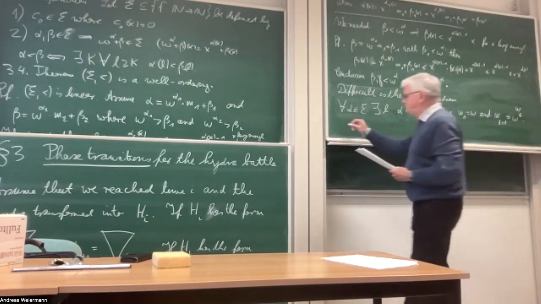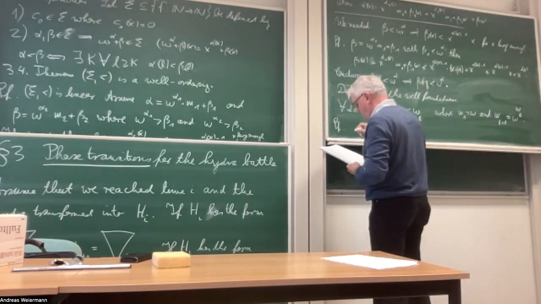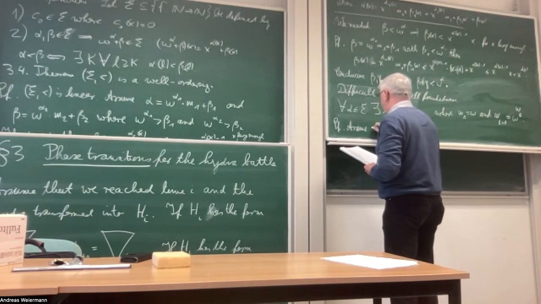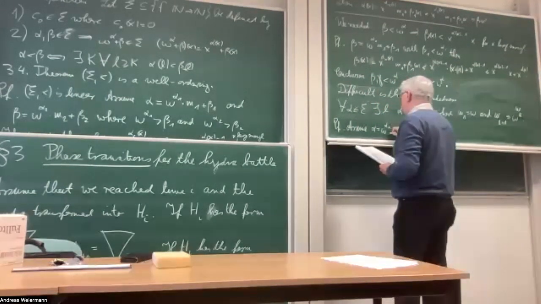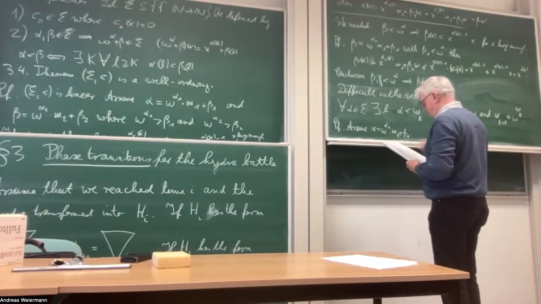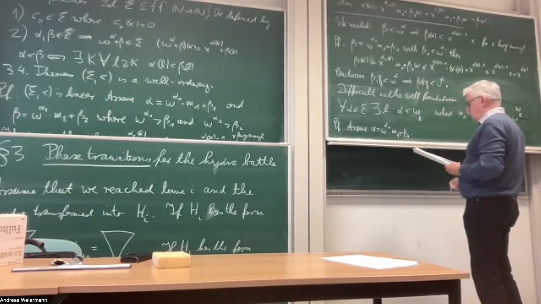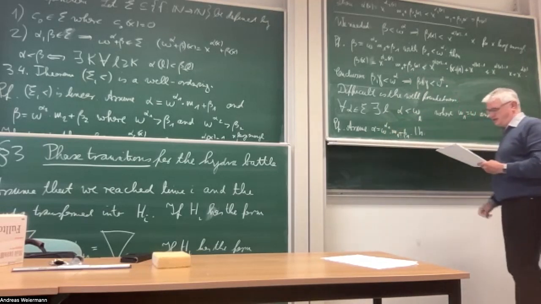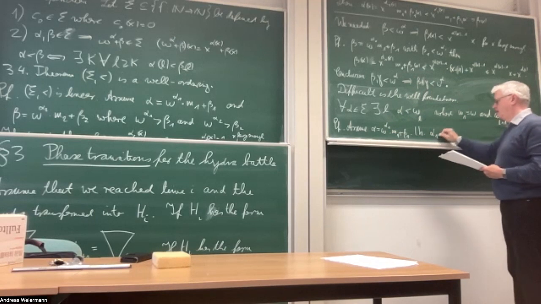Well, proof. Assume that alpha is of the form omega to the alpha 1 times m1 plus beta 1. Induction hypothesis. So we do this again by induction on subterms. Alpha 1 is bounded by omega n.